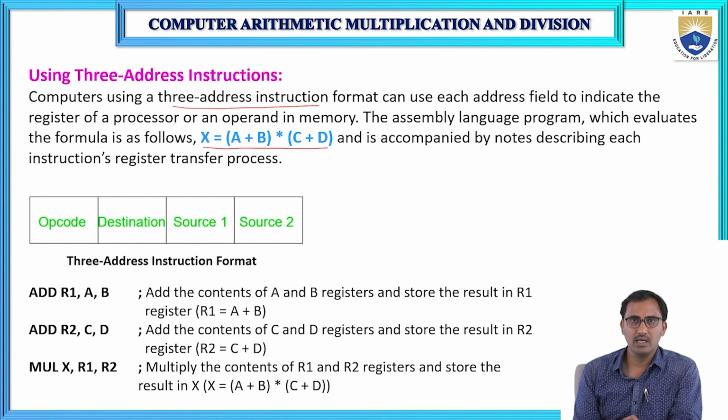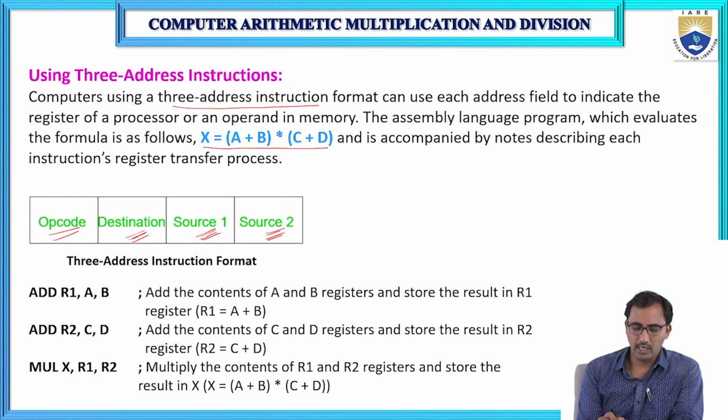So the format of the three address instruction is like this. The first field is the opcode field. In any instruction, the first field will be opcode only. The second one is the destination field, the third one is source one, and the fourth is source two. So two source operands and one destination operand are there.